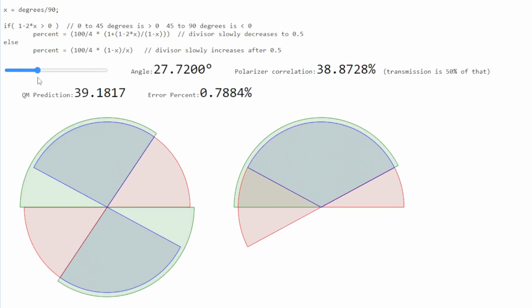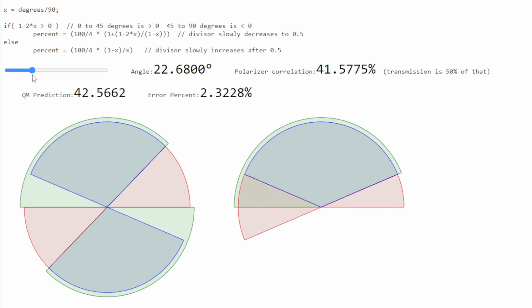And so at like 22.5 degrees, which is one of the inequality tests, then my correlation's 41.6, and this is 42, and I'm only off like 2.3%. Within the experimental apparatus margin of error in that case. That's all.